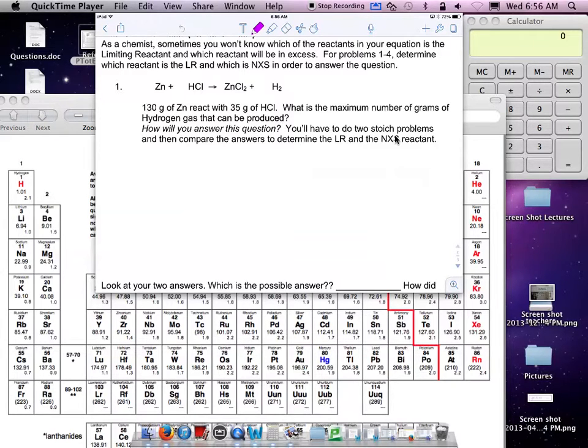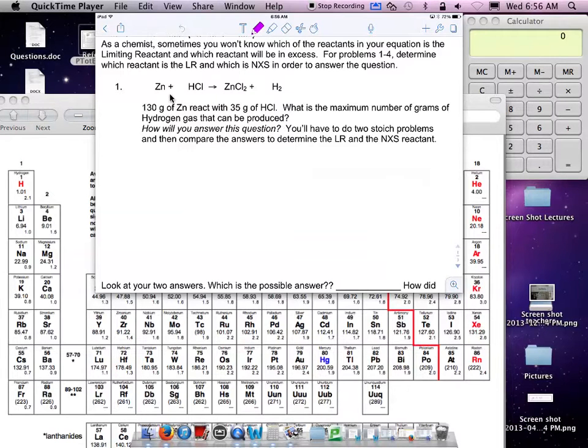Well, how do we deal with this? We have to do two stoichiometry problems, and then we compare the two answers we get, and that determines what is our limiting reactant and what is our excess reactant. It's a stoichiometry problem because I'm starting with one chemical and it's asking about a completely different chemical. That means I need to eventually get to the switchover step, which requires the mole ratios. So remember, that means we need a balanced equation.